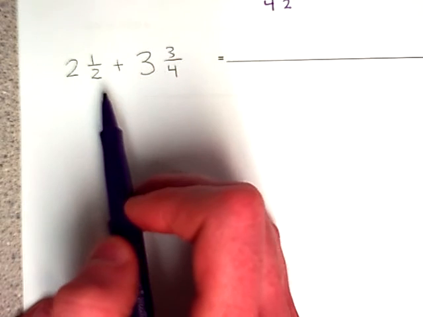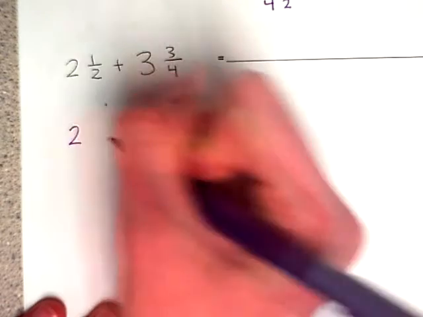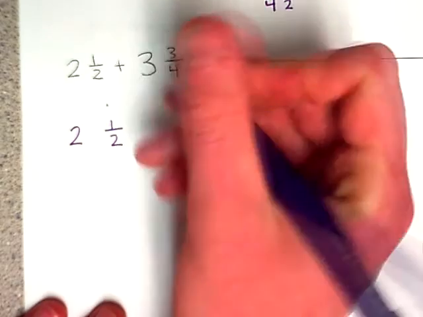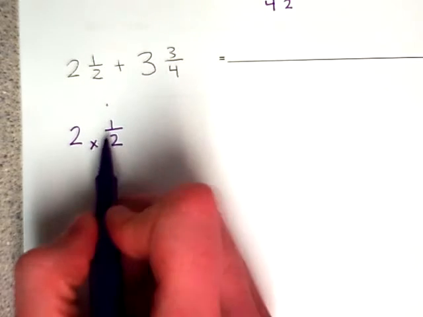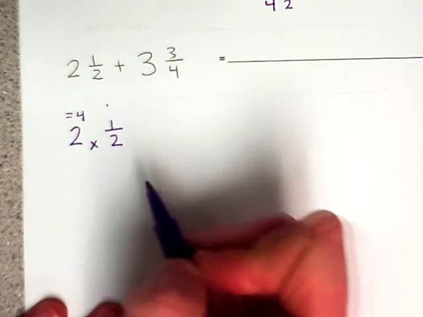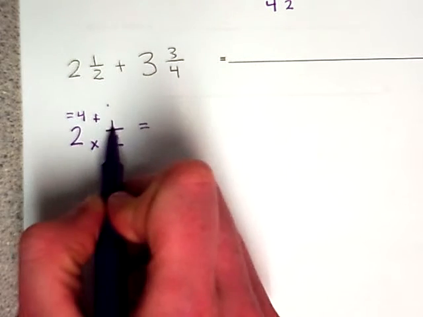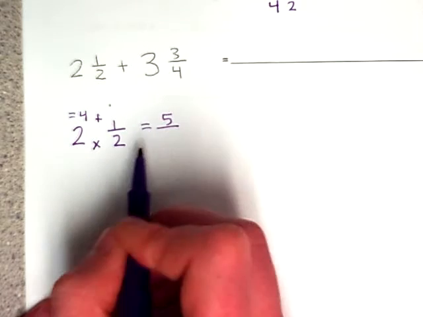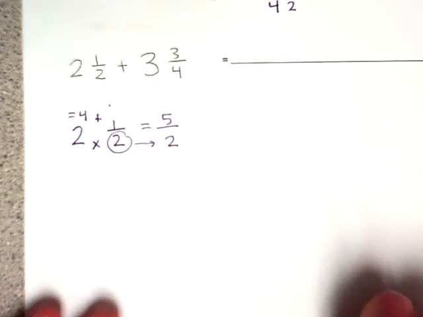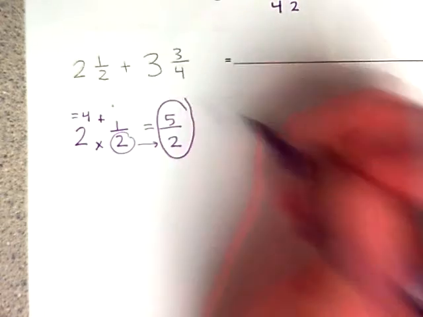So I need to change my mixed fraction into an improper fraction. So I'm going to write 2 and leave a little bit of space and write 1/2. And then I'm going to multiply my denominator times my whole number. So 2 times 2 equals 4. And then I'm going to add my 1. So 4 plus 1 equals 5, and then remember I just keep my denominator and shift it right over. So my improper fraction for 2 1/2 is 5/2.